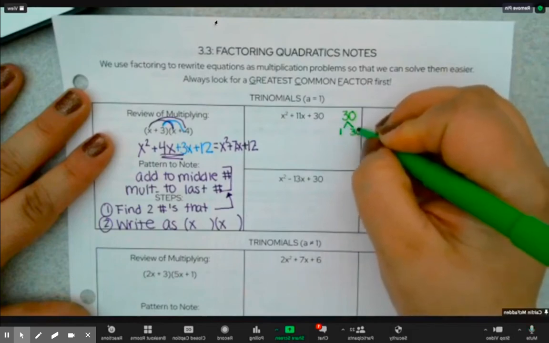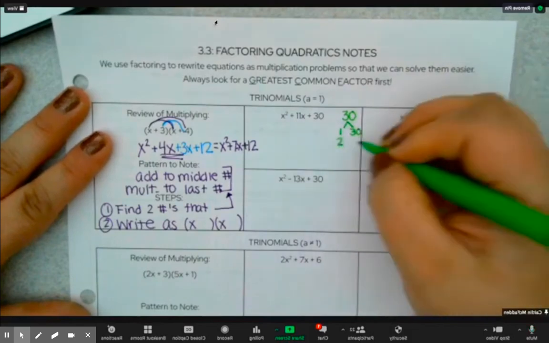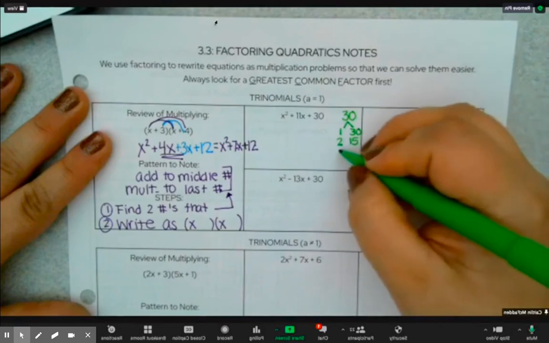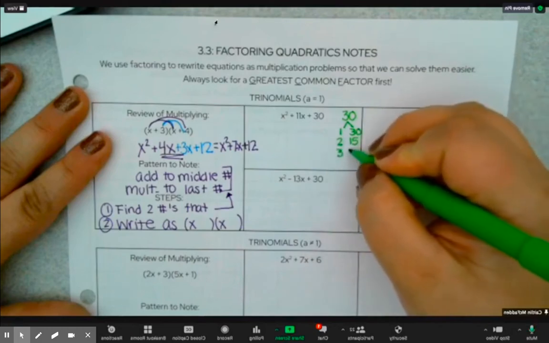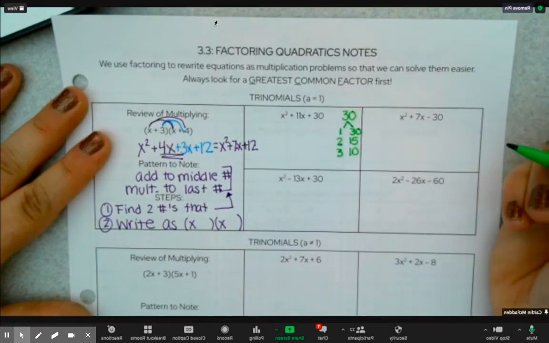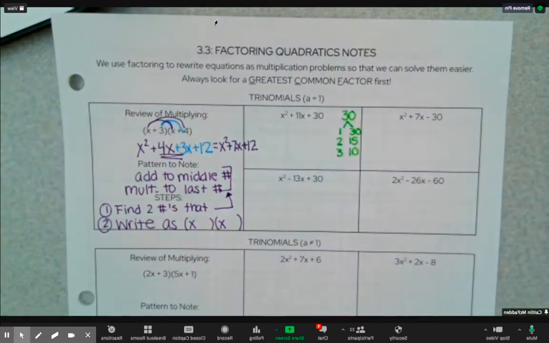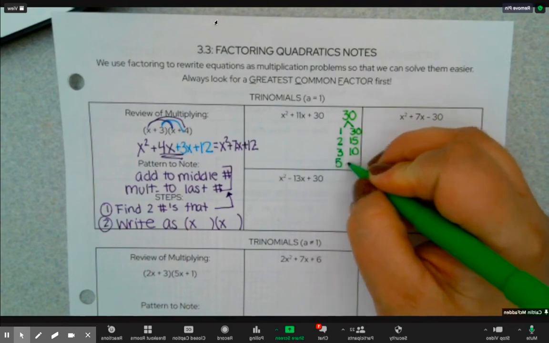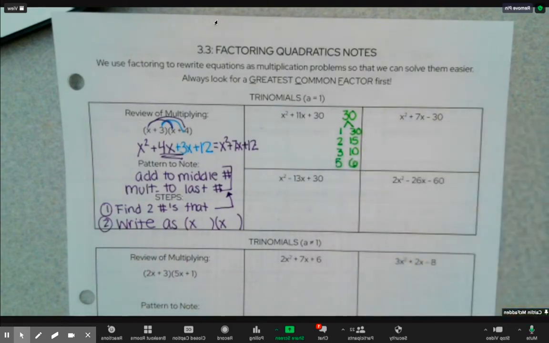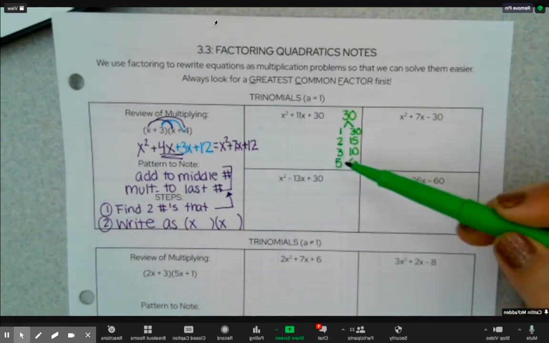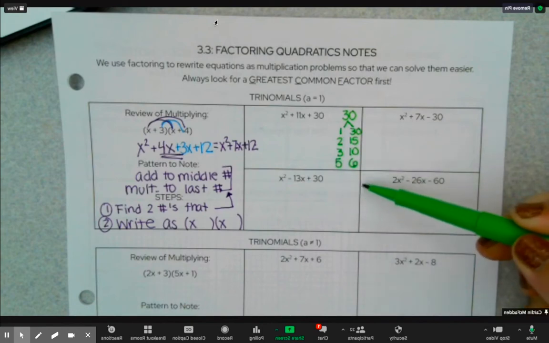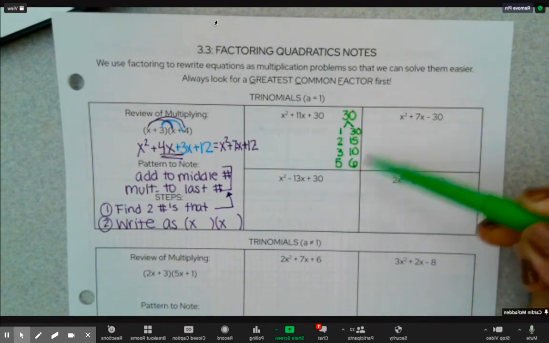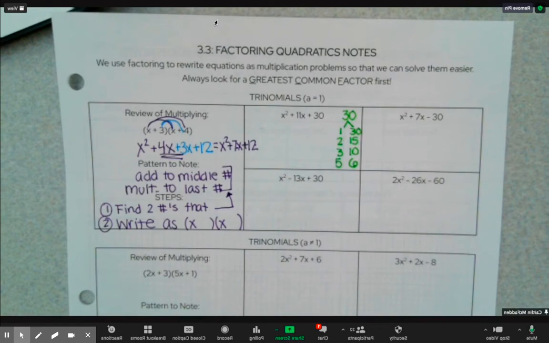So if you're stuck on what numbers multiply to 30, start with 1. 1 times 30 is 30. Then go to 2. 2 times 15, then go to 3, 3 times 10. Then you would go to 4, but 4 doesn't go into 30, so we skip over to 5. 5 times 6 is 30, and then we would go to 6 next, but since 6 is already on our table, that means we're done. These are all of the numbers that possibly go into 30. So that's how you make sure you get all of the possibilities.